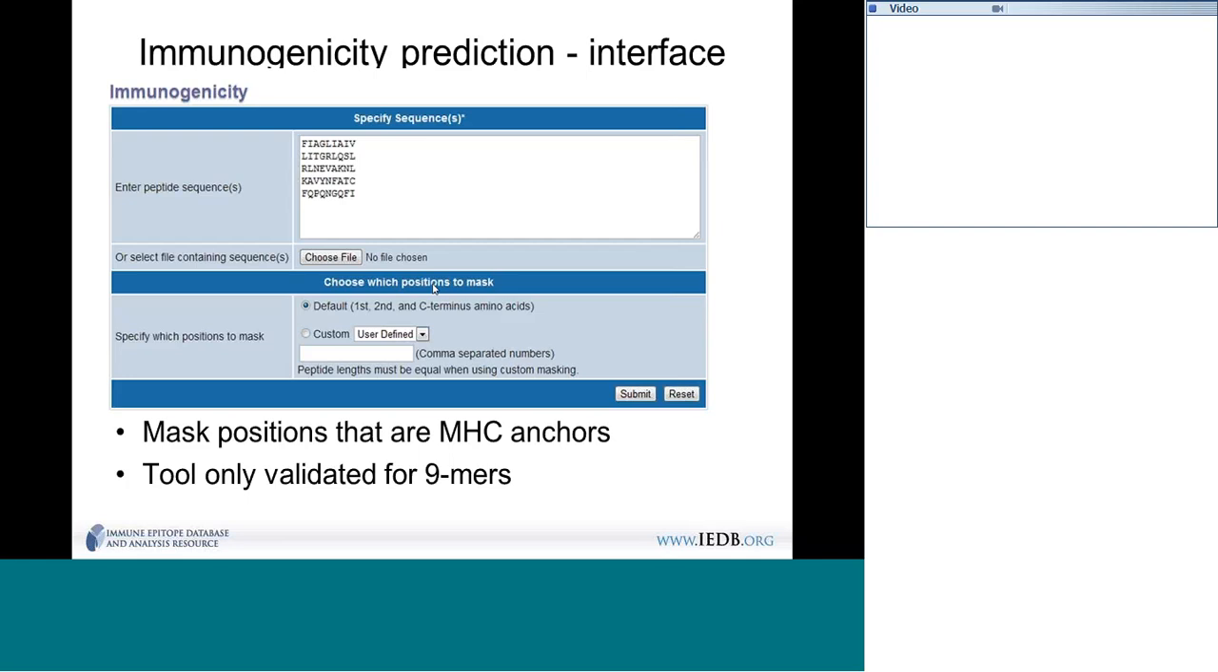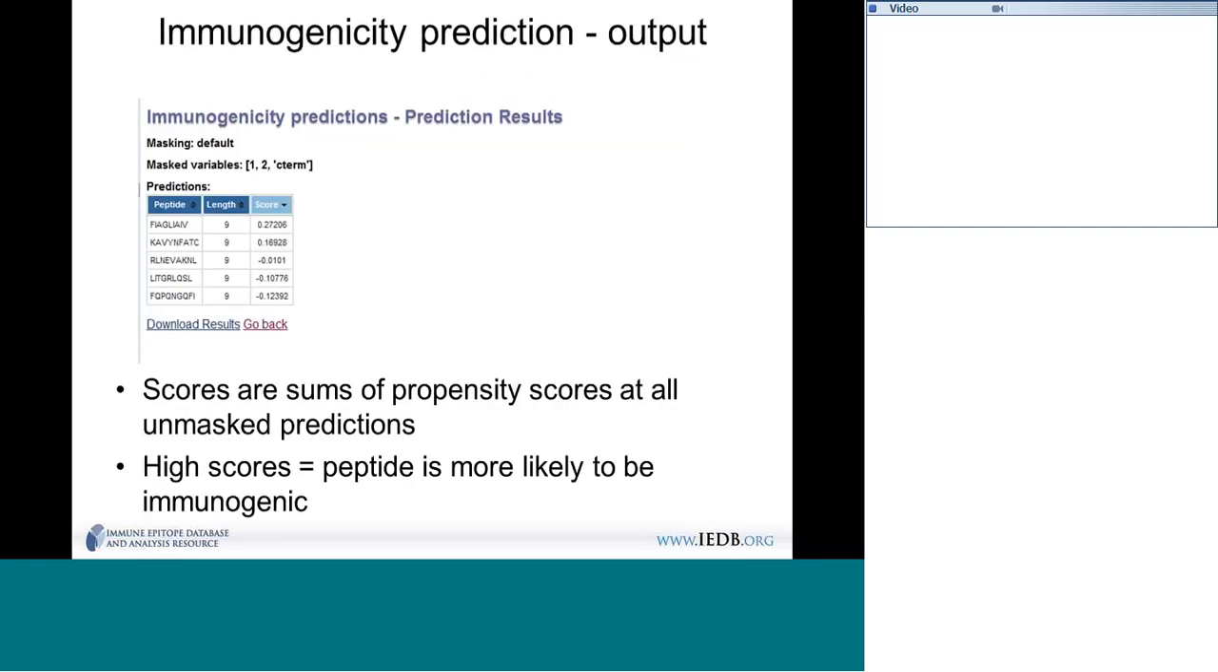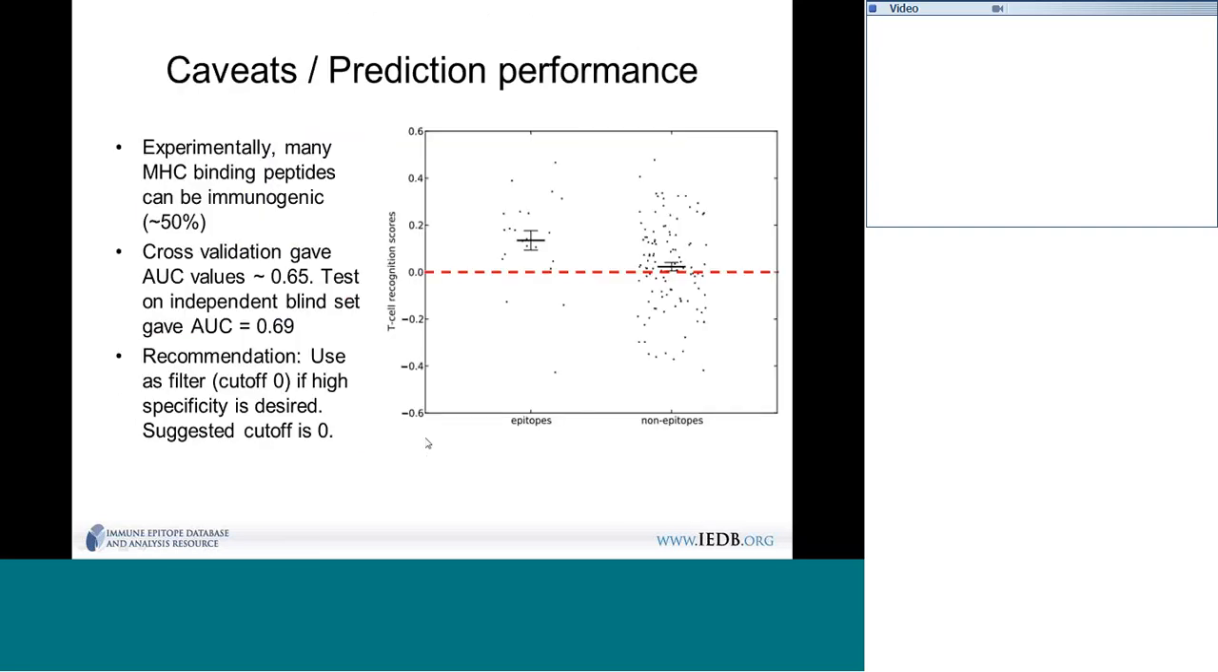The tool is validated only for 9-mers. You run this and you get a bunch of scores, and I can show you in the next slide how to interpret them. Essentially, a high score means that the peptide is more likely to be immunogenic.